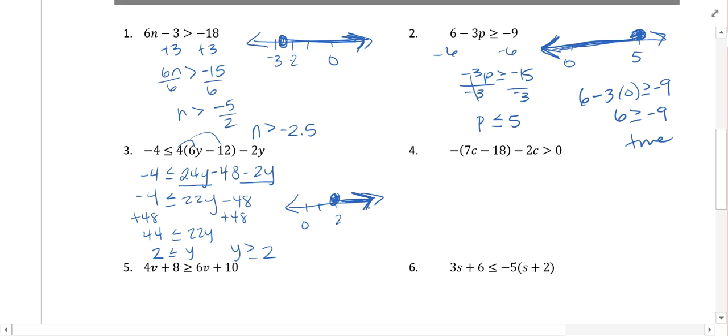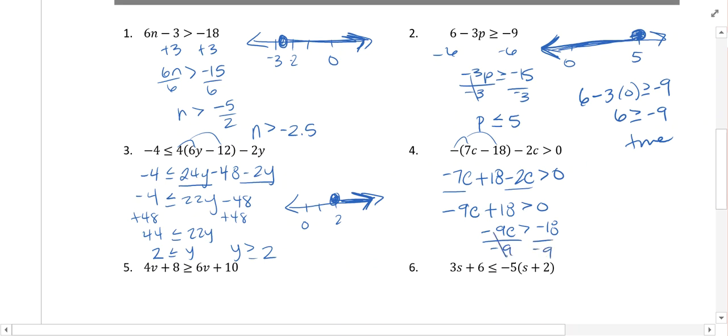Okay, so for number 4, we're going to distribute this negative. Again, 7c and minus 2c are on the same side. So negative 7 and negative 2 is a negative 9c. I'm going to subtract the 18 to the other side. And then here we're going to divide by a negative. So just watch that. Negative 18 over negative 9 is a positive 2. So it's going to be c is less than 2. We're talking open circle and going to the left.